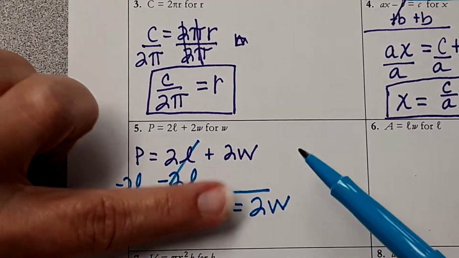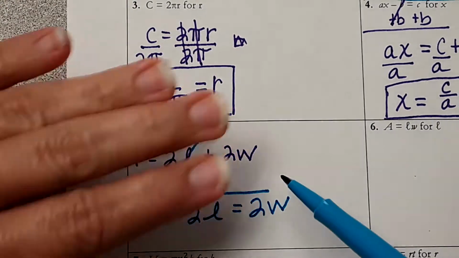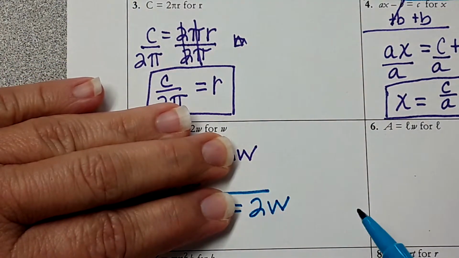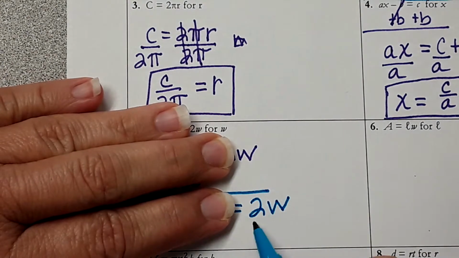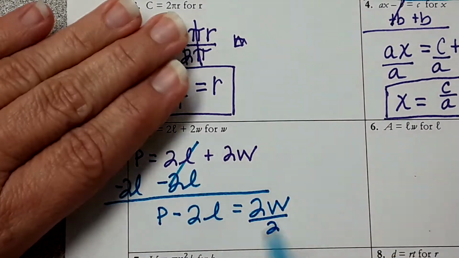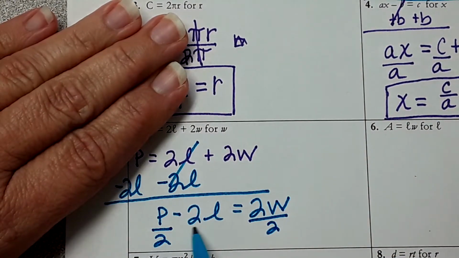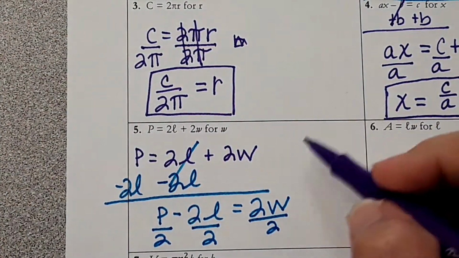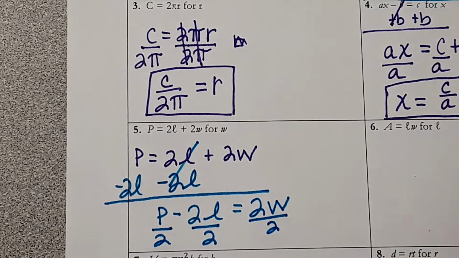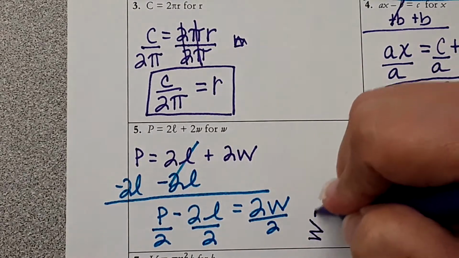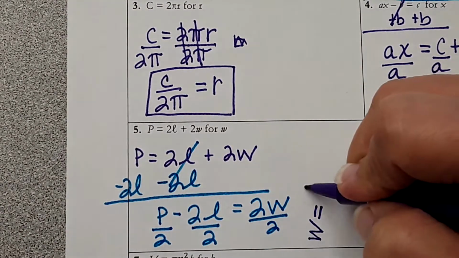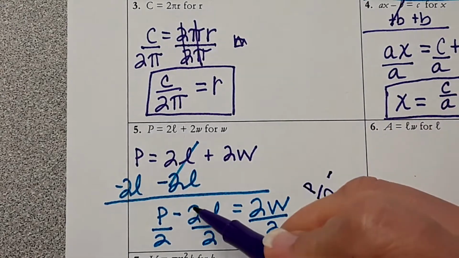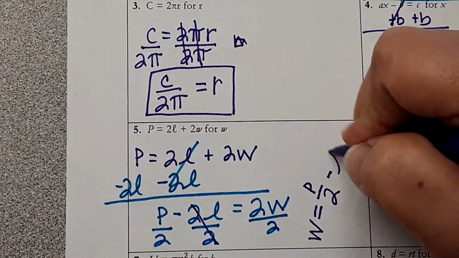Now, you guys, let's say this wasn't here. Let's say this was a number. What would you do with the 2W? You would divide by 2 to get W by itself. So we're going to do the same thing. We're going to divide by 2. I'm sorry about this, you guys. W equals P over 2. And look, you guys, minus, and then look, these 2 cancels out, so you're left with L.